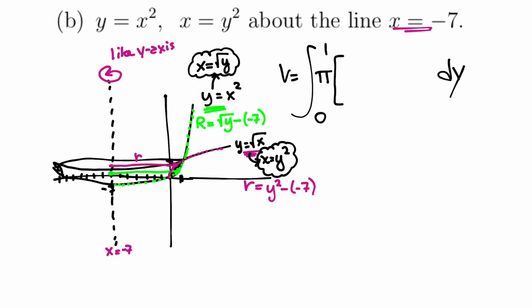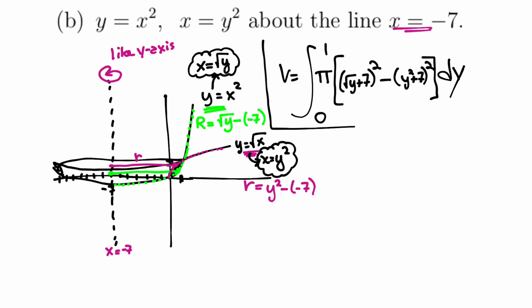And so when we go to set it up, we should have the square root of y plus 7, squared, minus y squared plus 7, squared. We won't work it out, but I want to make sure everybody's got the correct setup. Do you guys have the correct setup?